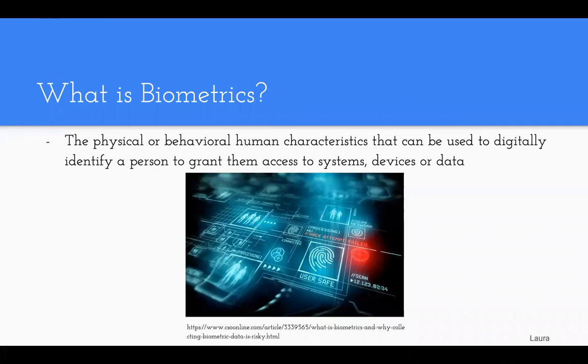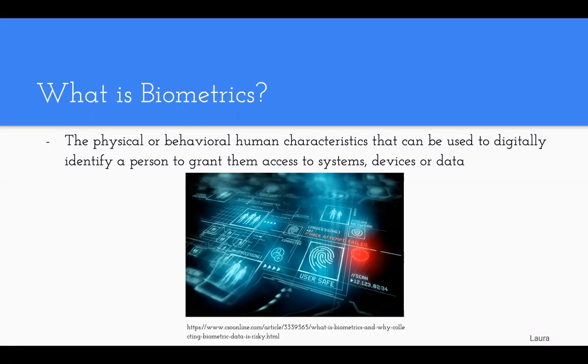So what is biometrics? Biometrics uses the physical and behavioral human characteristics to digitally identify a person to grant them access to any type of device or data. So instead of having to remember any type of password or carry around a key card, you can just use your physical trait like your eye or your face to grant access to any type of data. And this is something you cannot forget or lose because it's your physical trait.